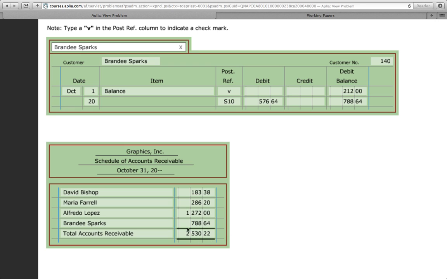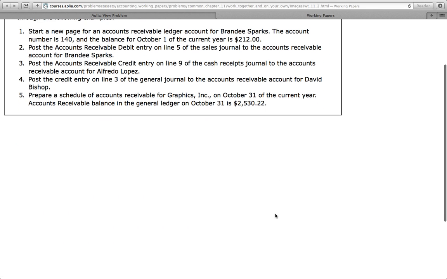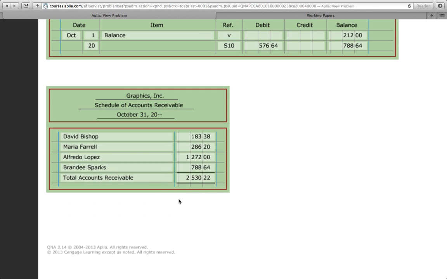Now that number should be found somewhere else also in my records. Where? Somebody? In my controlling account, accounts receivable. Now unfortunately they don't give me the ledger for the controlling account, but if we go back to the instructions, it says that the accounts receivable balance in the general ledger is $2,530.22, and we got $2,530.22.